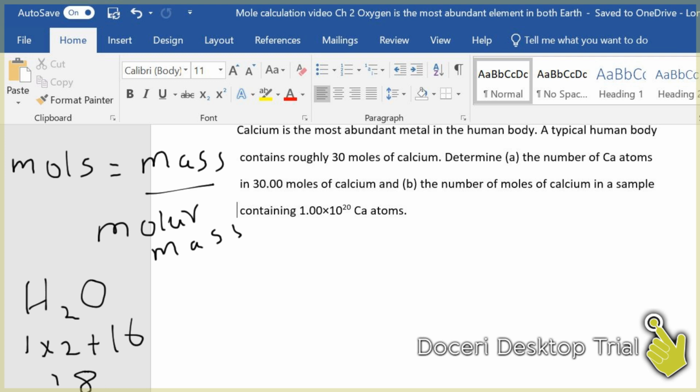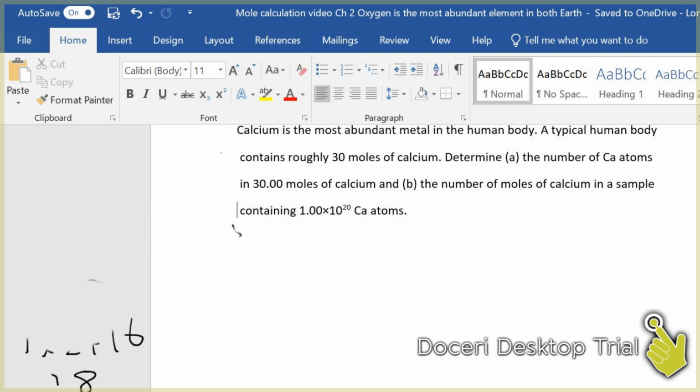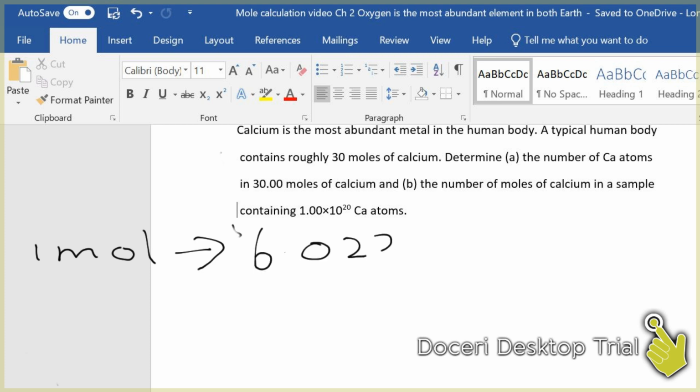So let me go to this question. The question starts with: calcium is the most abundant metal in the human body. A typical human contains 30 moles of calcium. Determine the number of calcium atoms. Okay, so now they are giving me moles, asking atoms. If I have 1 mole, I have Avogadro's number of atoms, which is 6.022 into 10 to the power 23. Now I don't have 1 mole, I have 30 moles. How many atoms?